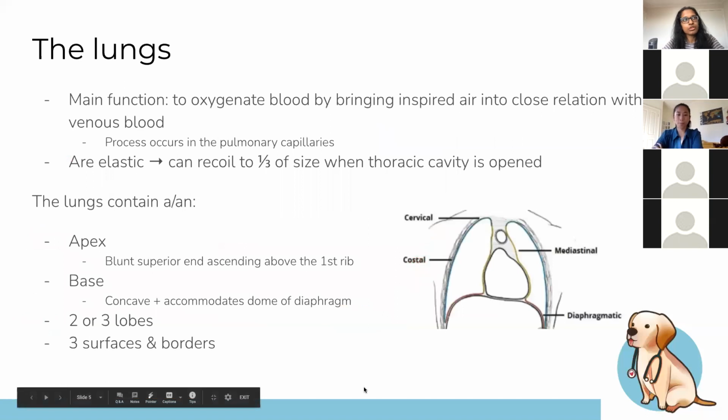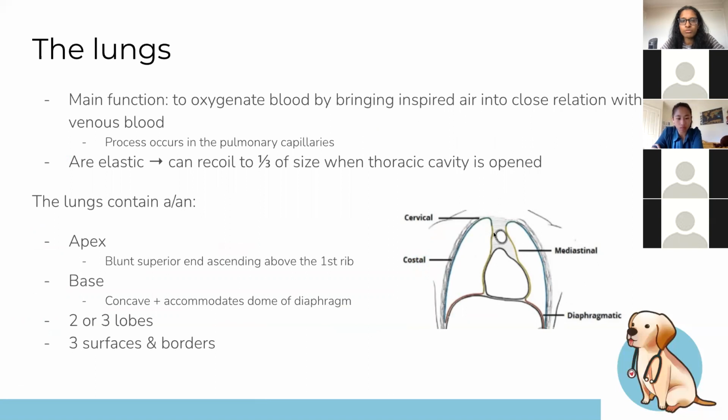All right, you've also got a couple of key landmarks. You've got the apex, which is basically the top, as you can probably imagine. So this is the superior end of the lung. It will ascend above the first rib, so it actually comes above the first rib. And sometimes it also goes all the way to the roof of the neck.